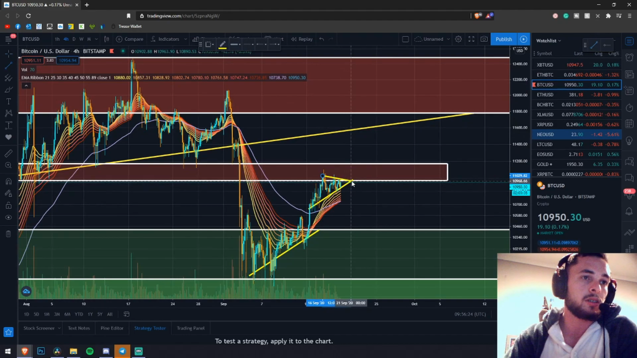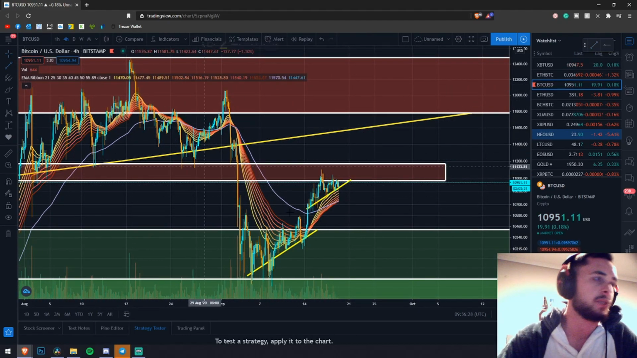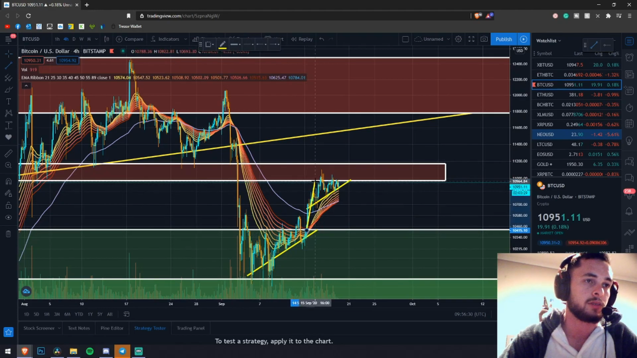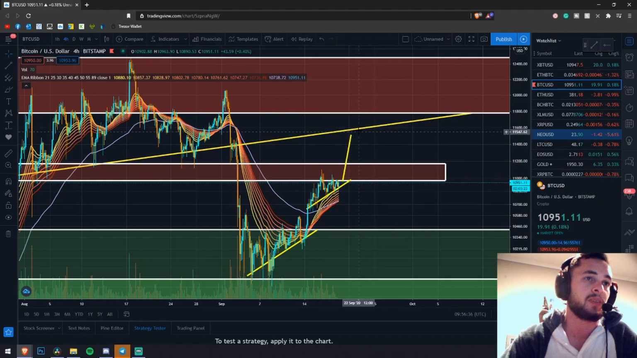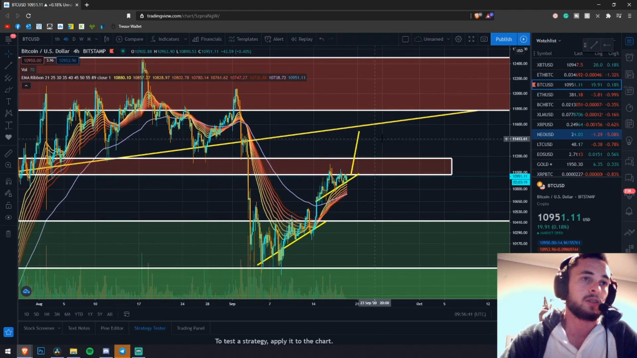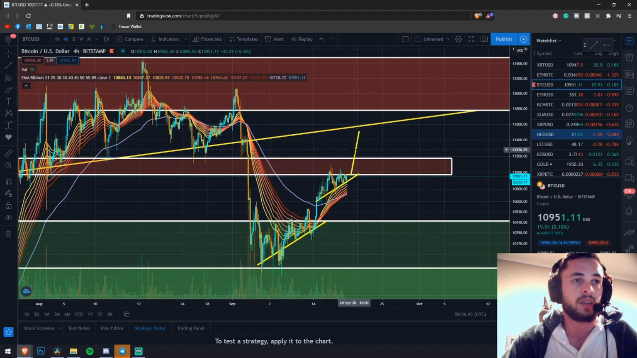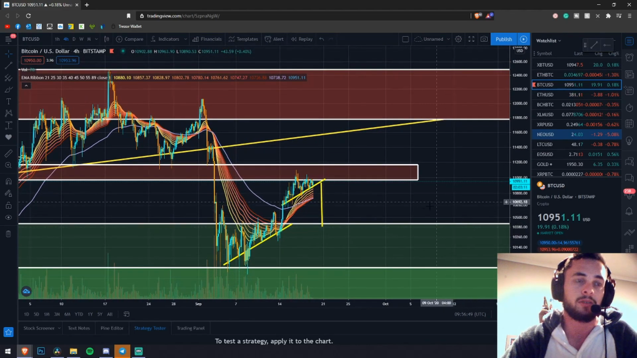or you can make a case for a symmetrical triangle. Either way, it's pretty much the same thing. And for a target for this one, you can roughly draw something like that. And if we break to the upside, we'll actually hit the resistance up here of our ascending triangle, which is pretty interesting. And if we break to the downside, then basically we're just heading back down to the 10k level.